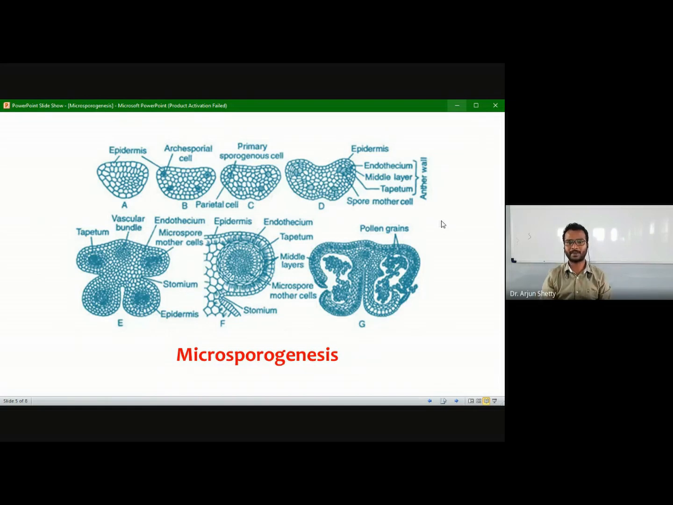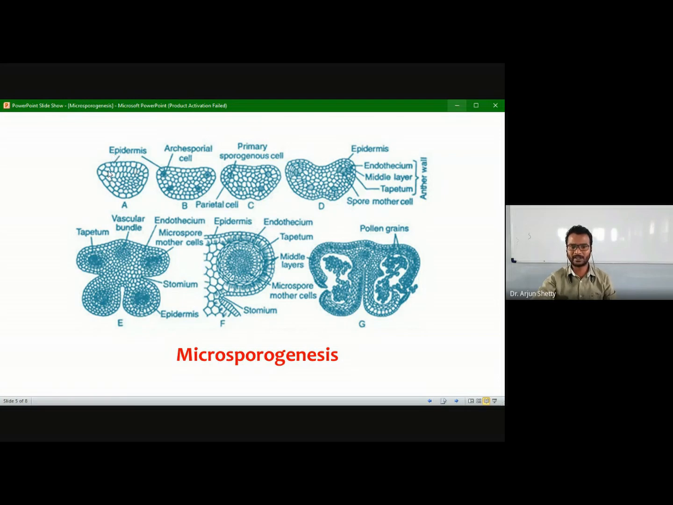And this is the schematic representation of the development and formation of the anther. And guys, you can see the first one in image A. There you can see that oblong structure, which has only the epidermis. At the center, you can see only the meristematic cells.